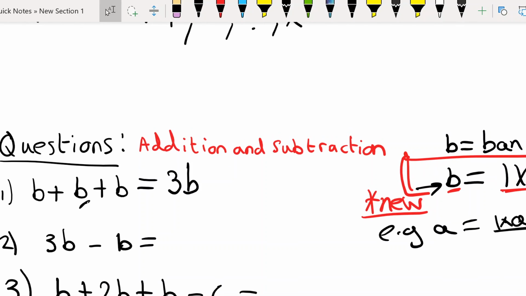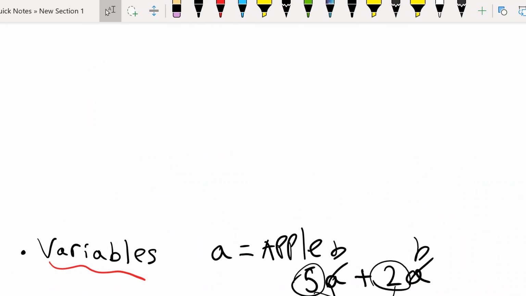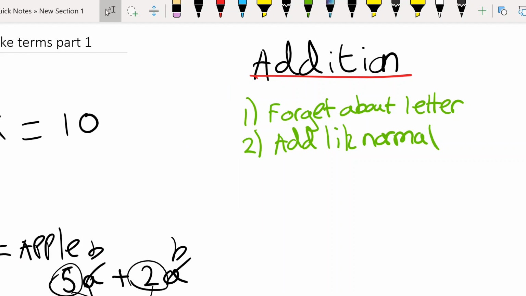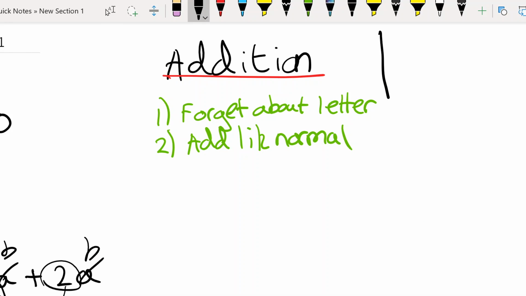The second question I'm going to do is a subtraction question. So we've done addition. You forget about letters, you add like normal. Oops, sorry, I spelled add wrong. Subtraction's the same thing.